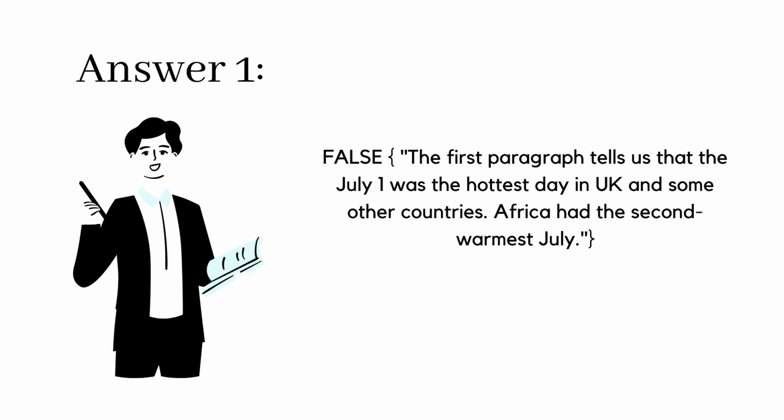It is given in the first paragraph that July 1 was the hottest day in the UK and some other countries. Africa had the second warmest July. Thus, it does not match exactly, but it contradicts the information in the question with the statement in the passage. So, the answer is false.